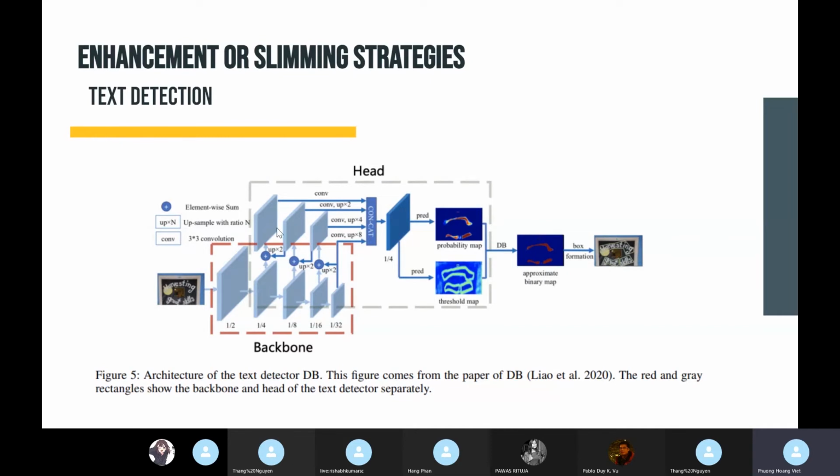Well, this is a text detection, and if you want to know more about this, it is discussed more in the Liao et al. paper. If you want to know more about it, I can share the paper now. Okay, so you can move on. Well, I will just move on with your presentation.